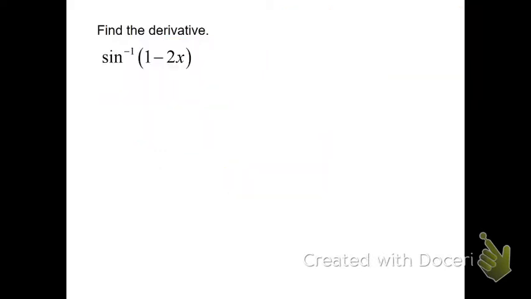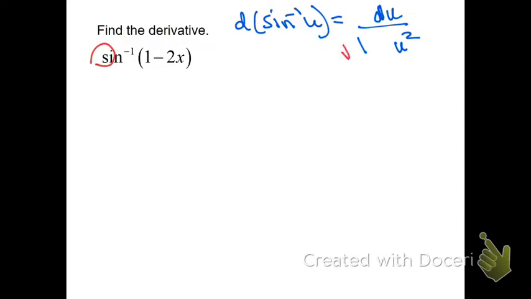Okay, let's try another one. First, we got to remember the formula for inverse sine. Okay, the derivative of inverse sine of u is, we have a 1 and a u squared and a du. I'll go ahead and put it on the top. But sine has a square root and a subtract. Okay, my u is 1 minus 2x. Du would be the derivative of that, negative 2.